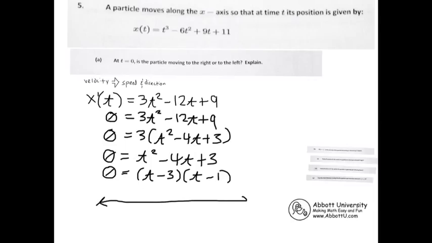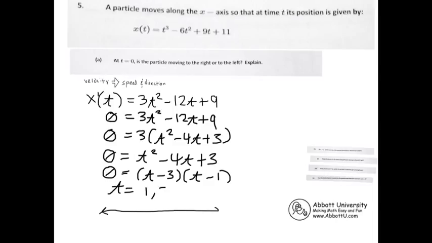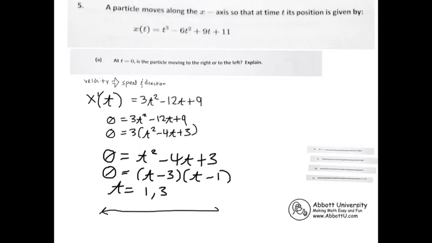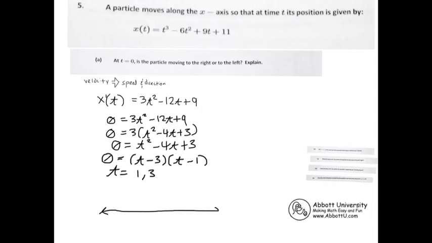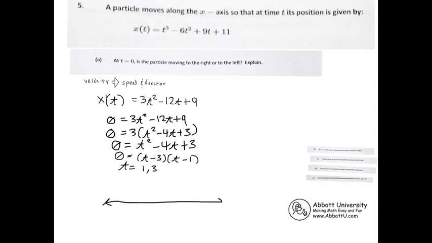After the factorization, you would realize that t really has two values: t equals 1 and t equals 3. What does that mean for us? It means that the graph of this derivative function crosses the x-axis at those two critical value points. So what I would do is plot those points.